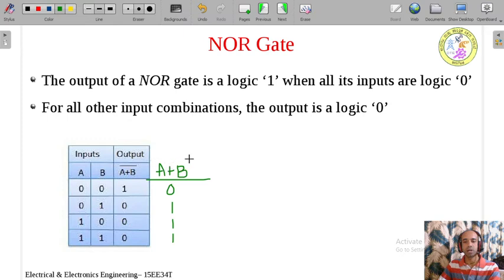You have to invert this again, take the bar. So complement the entire thing. That is, 0 complement is 1 and 1 complement is nothing but 0. So this is how you are going to write the truth table of the NOR gate.